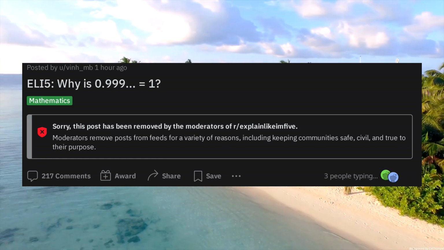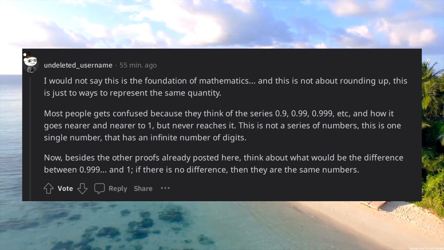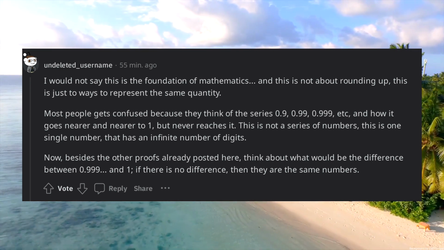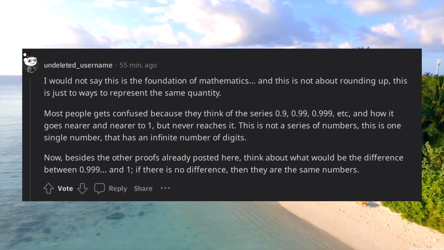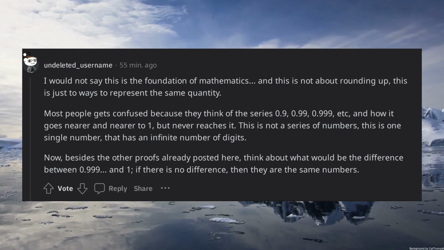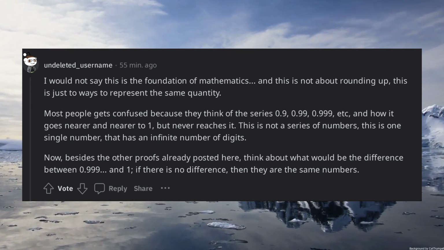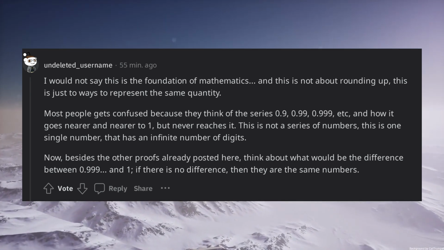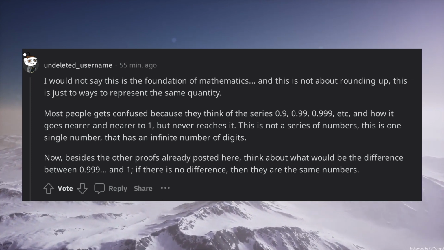ELI5: 0.999... is 1. I would not say this is the foundation of mathematics. And this is not about rounding up, this is just a way to represent the same quantity. Most people get confused because they think of the series 0.9, 0.99, 0.999, etc., and how it goes nearer and nearer to 1, but never reaches it. This is not a series of numbers, this is one single number that has an infinite number of digits.